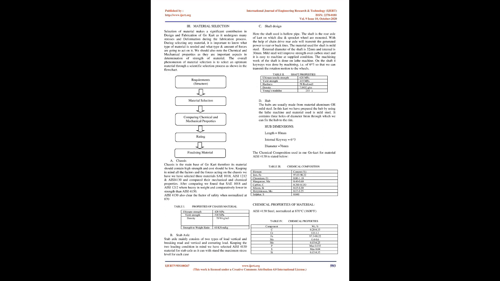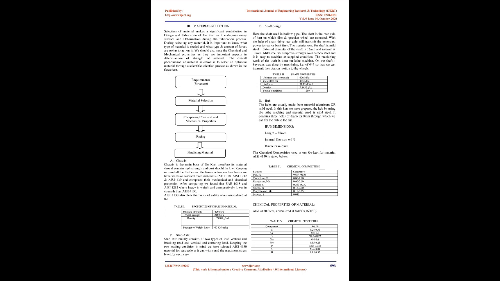A. Chassis. Chassis is the main base of the go-kart, therefore its material should have high strength and cost should be low. Keeping in mind all the factors and the forces acting on the chassis, we have selected 3 materials, SAE 1018, AISI 1212 and AISI 4130, and compared their mechanical and chemical properties. After comparing, we found that SAE 1018 and AISI 1212 were heavy in weight and comparatively lower in strength than AISI 4130. AISI 4130 also clears the factor of safety when normalized at 870.